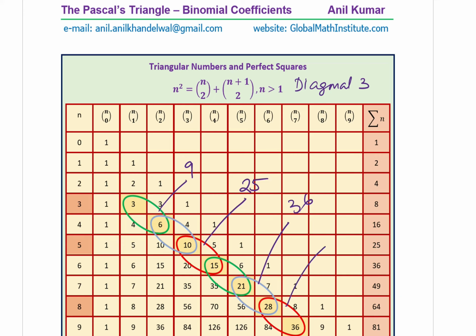And 28 plus 36 is what? It is 64. And you see these are all perfect squares. And that is how you could get perfect squares by adding the values of two elements along the third diagonal, right? So the formula here is what gives you the perfect square. n squared is n choose 2 plus n plus 1 choose 2. The third diagonal is the second diagonal on Pascal's triangle. So n choose 2 plus n plus 1 choose 2, where n is greater than 1, gives you the result.